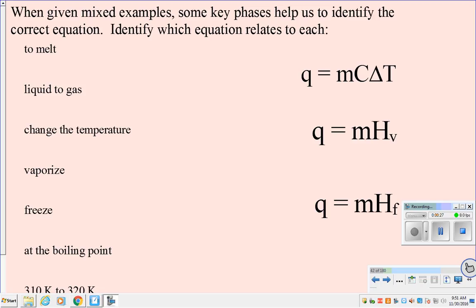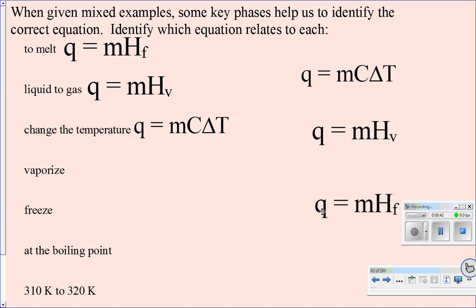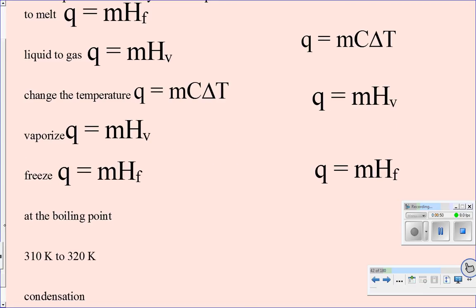So the equation that we would use if we're melting is our heat of fusion equation. If we're changing a sample from a liquid to a gas, we would use our heat of vaporization. A temperature change, Q equals mc delta T. If we are vaporizing something, Q equals mHV. Freezing, the opposite of fusion.